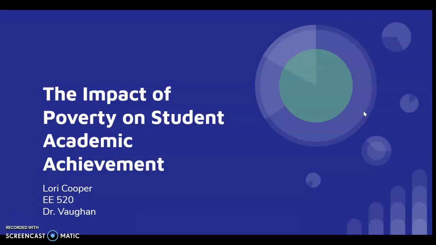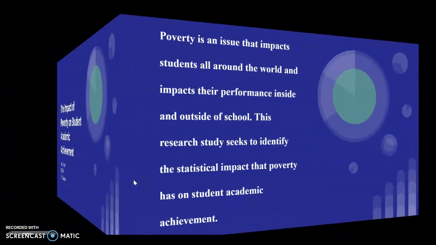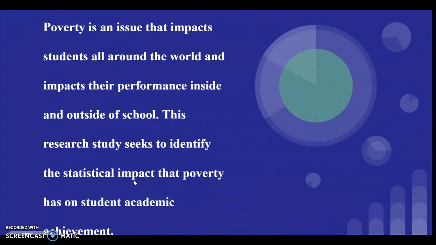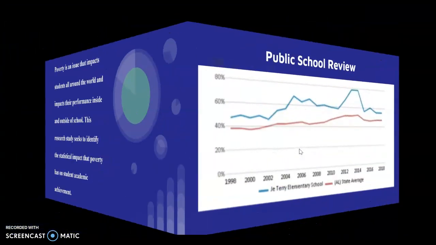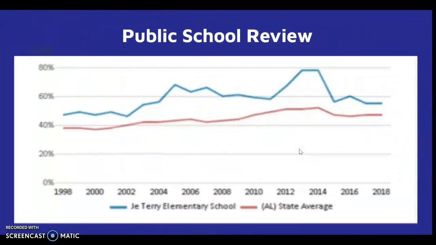We're going to be looking at the impact of poverty on student academic achievement. Poverty is an issue that impacts students all around the world and impacts their performance inside and outside of school. This research study seeks to identify the statistical impact that poverty has on student academic achievement. We're going to be looking at the Public School Review.